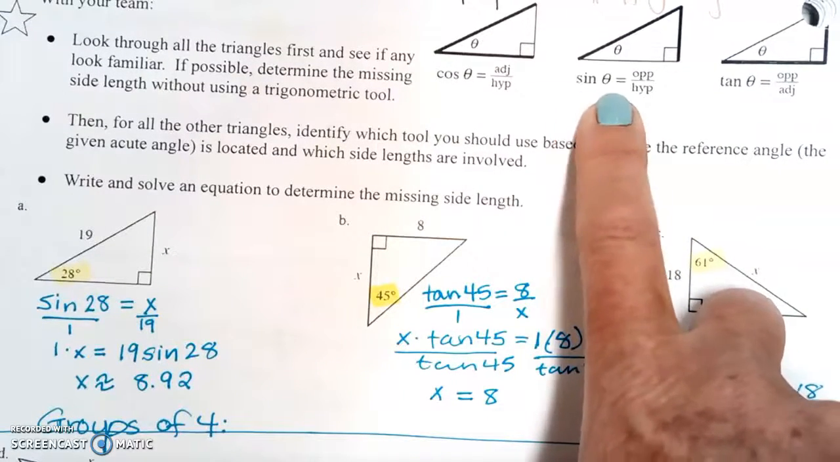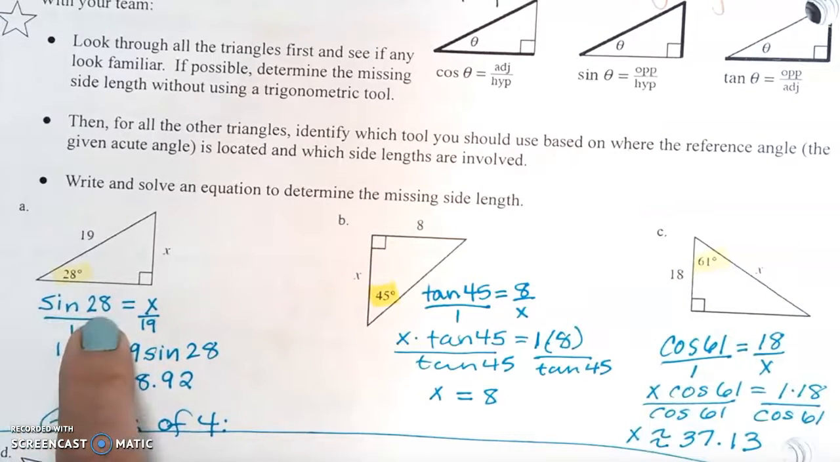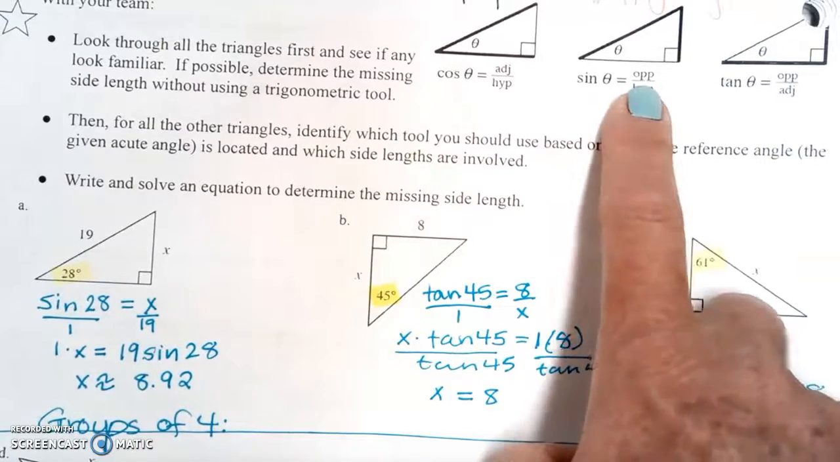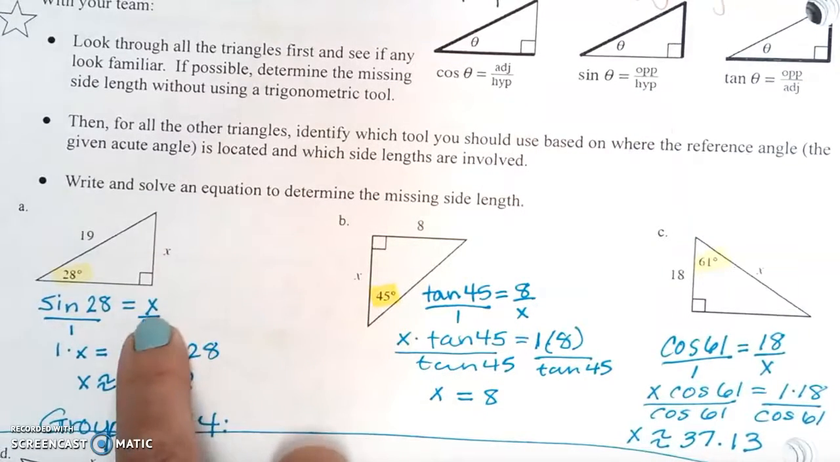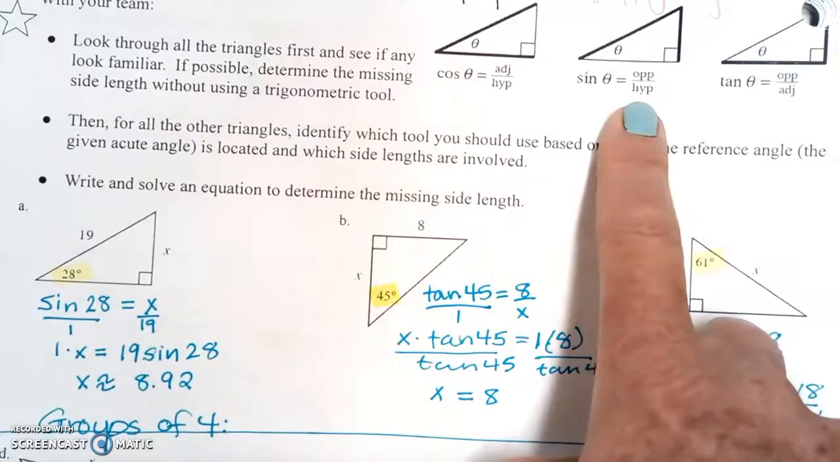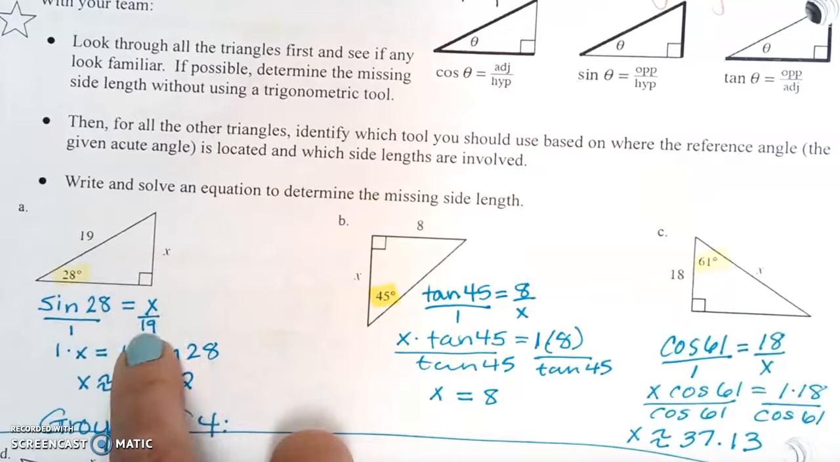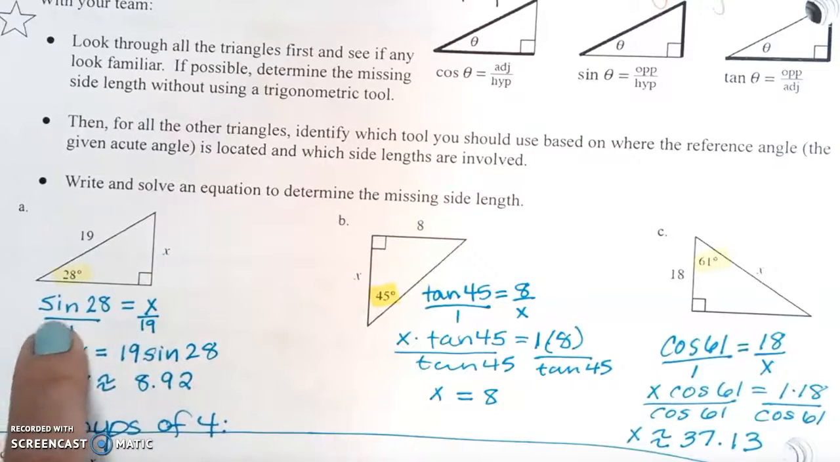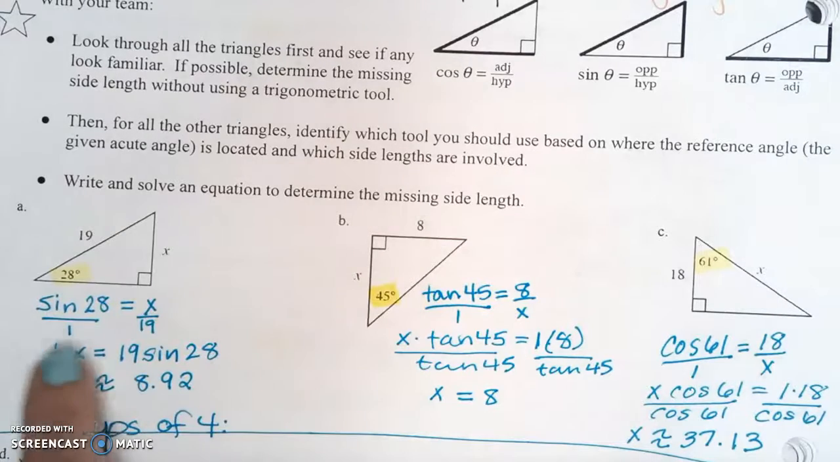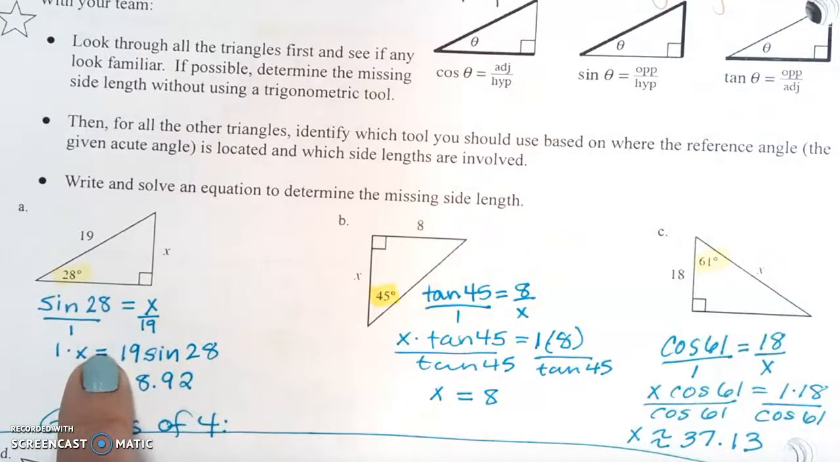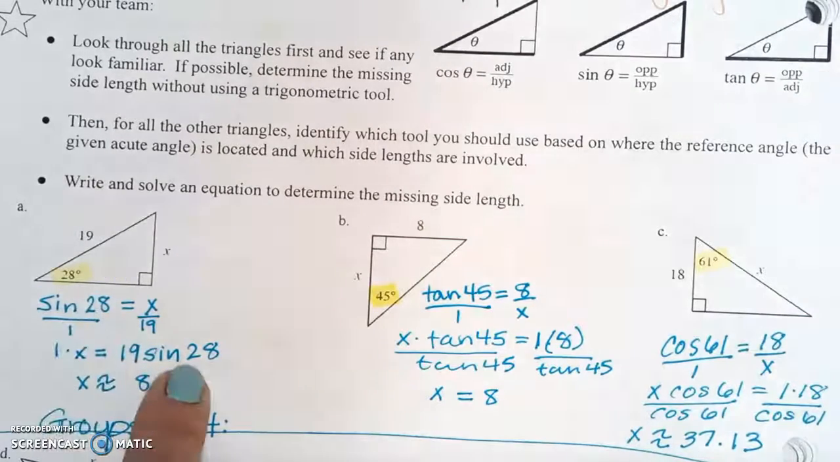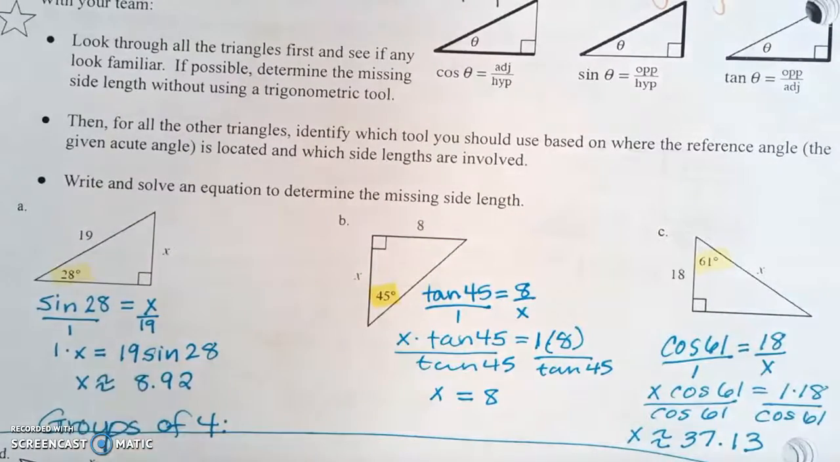So we're going to say sine of the angle measure. So we write sine of the 28 that they gave us is equal to the opposite, and on the opposite side we have an x, so our variable goes in the numerator, over the hypotenuse, and on the hypotenuse we have a 19, so the 19 goes in the denominator. We make it into a proportion by putting a fraction bar and a 1. Then we can do a cross product to solve. So we're going to have 1 times x on the left, set that equal to our 19 times sine of 28 on the right, and then we just plug that into the calculator.